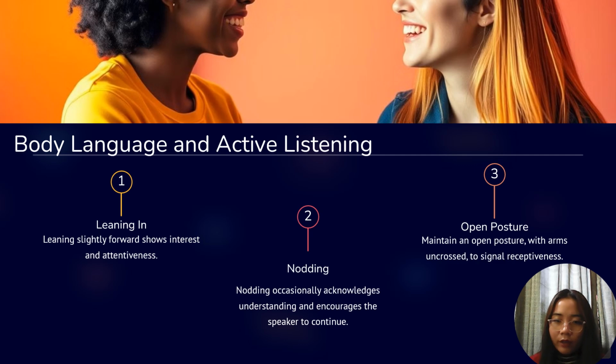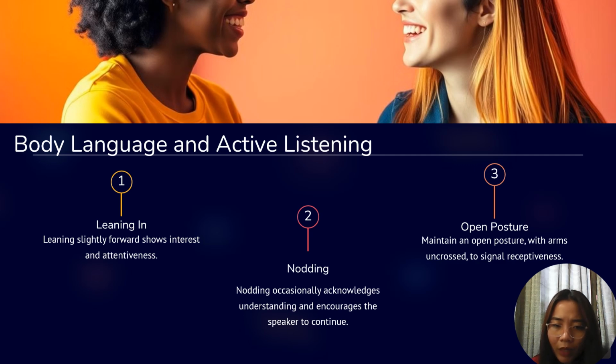Body language and active listening. Leaning in. Leaning means bending a bit. If someone is talking to you and you are saying, yeah, what you're trying to tell and what you're trying to say. Leaning slightly, not too much, a bit, it shows interest and attentiveness, so that the speakers will feel good, like with your friends, not the speakers on the stage.